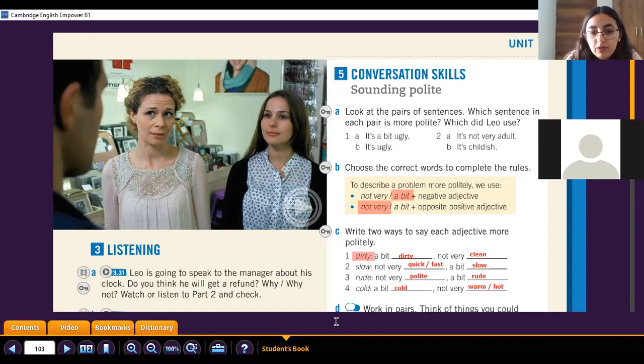Porque generalmente cuando, por ejemplo, algo no les funciona, algo que ustedes compraron no funciona, van a ir con todo el peso del mal genio a la tienda y podemos caer en ser muy groseros, ¿sí? So you can use these words in order to sound a little bit more polite.